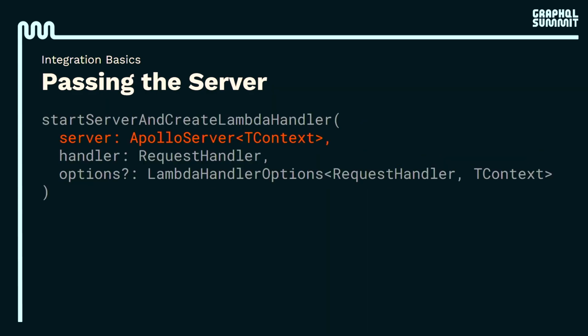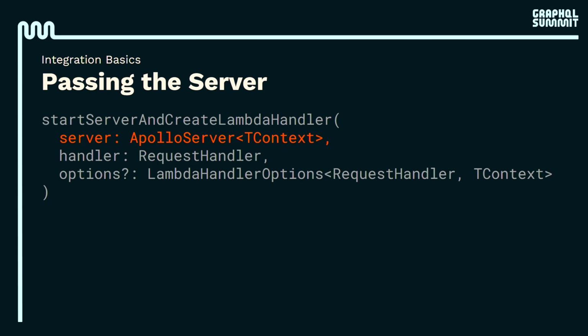So the very first parameter is pretty self-explanatory. All you're going to be doing is passing your existing Apollo server instance in. But you can see that there's this T context variable at the end. Well, if you're not familiar with TypeScript, this is a TypeScript generic, which basically will hold information about what the shape of our context value is for GraphQL resolution.